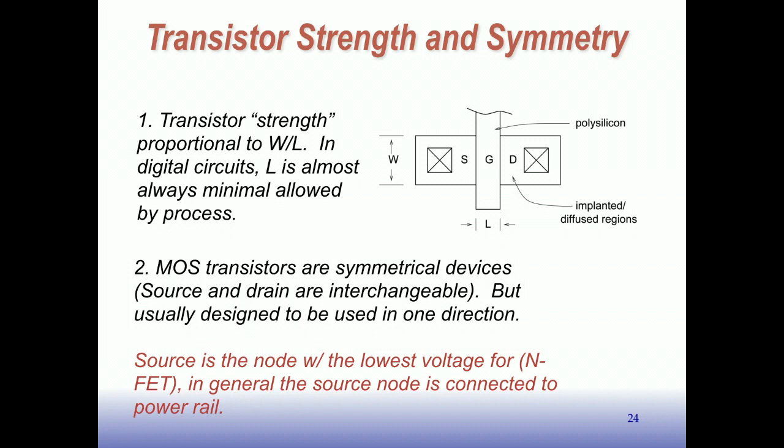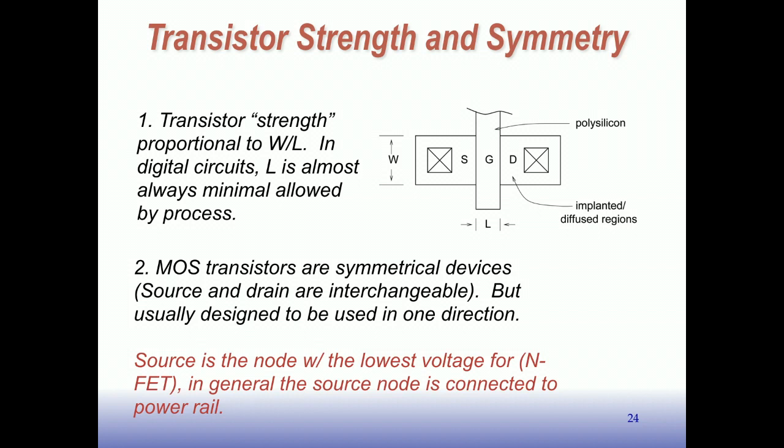Source is the node with the lowest voltage for an NFET or an NMOS transistor. In general, the source node is going to be connected to the power rail, which for the NMOS transistor is ground, and for the complementary type transistor is going to be VDD, as we will see. The other thing to know is that transistors have strength, and the strength of the transistor is going to affect the speed of the circuit that it's used in.